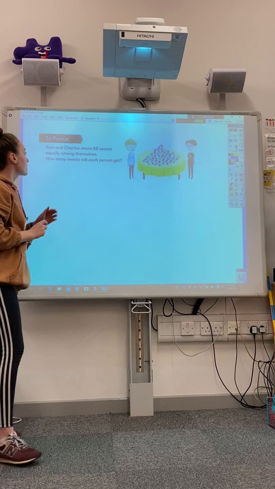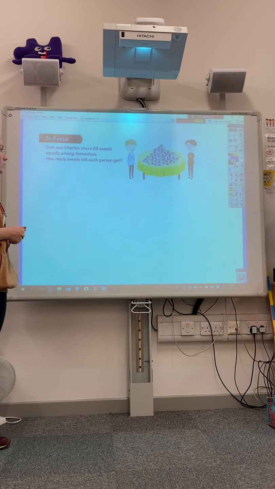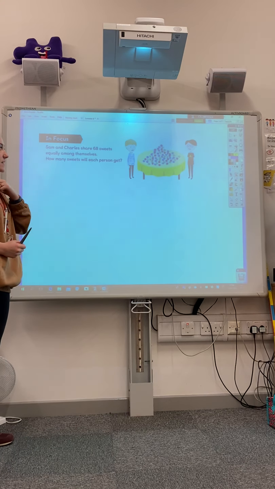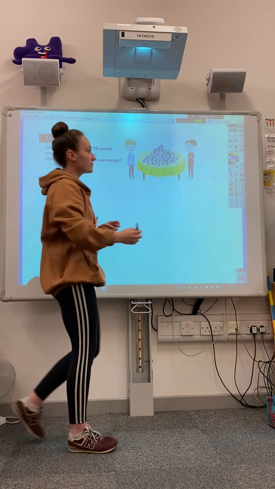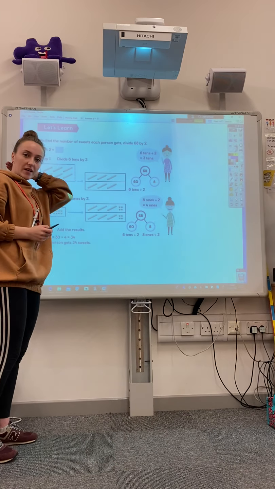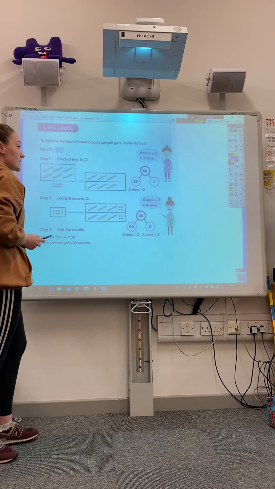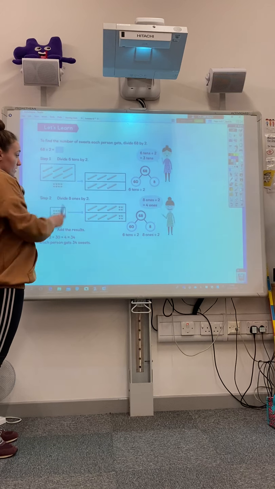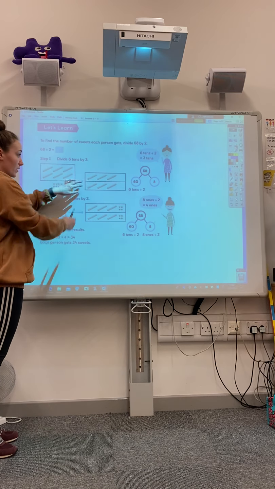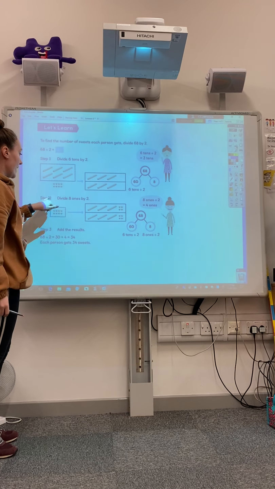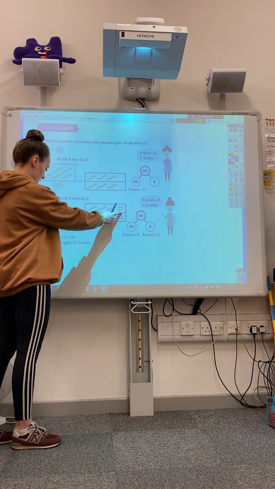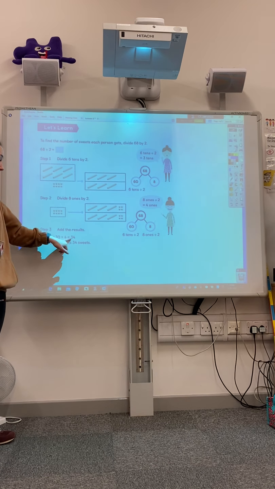Right, so our focus. Sam and Charles share 68 sweets equally among themselves. How many sweets will each person get? Now there are only 2 of them, so we would share 68 sweets between 2 friends. A way we could do that to make it easier is to partition those numbers. So 68 would become 60 and 8, split into tens and ones, and then we would share between 2 groups. 60 shared between 2 groups would become 3 tens, so 30. And then 8 ones divided by 2 would be split into 2 groups and become 4 ones in each group. So 68 divided by 2 would be 34.